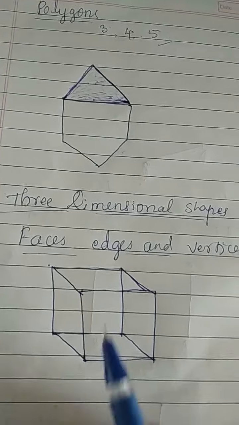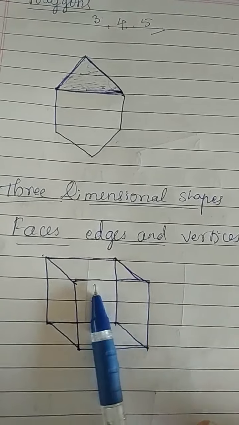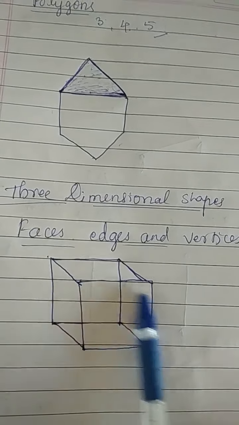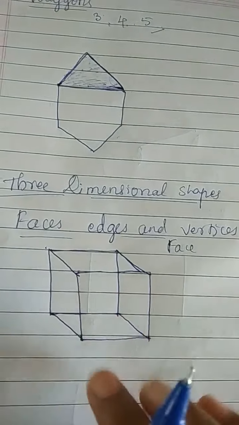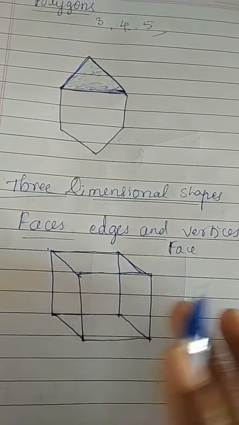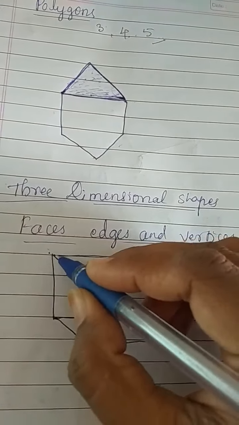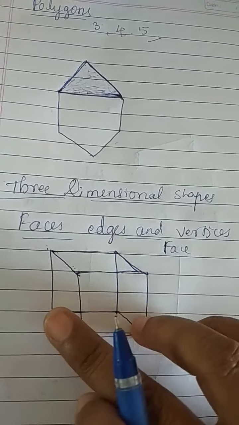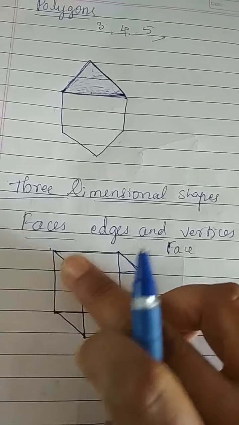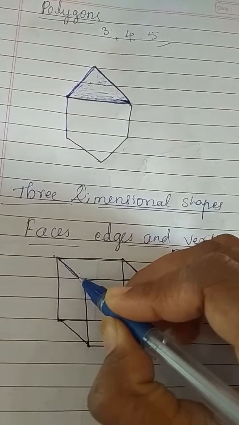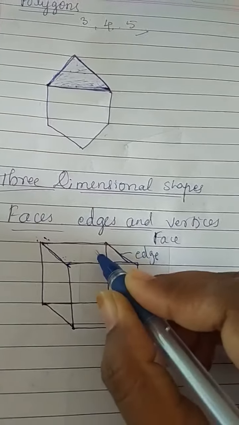See, each side of a cube is a flat surface. It is called a face. A flat surface is called a face, or simply face. Two faces meet at a line segment, it is called an edge. Here this upper face and this face joined, this line segment is called an edge. It is edge, and this is face.